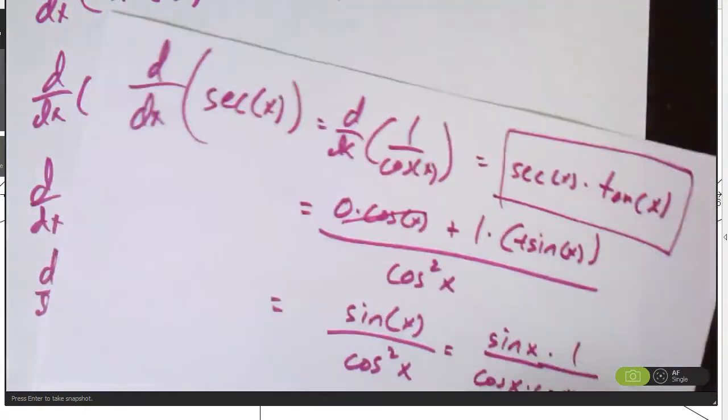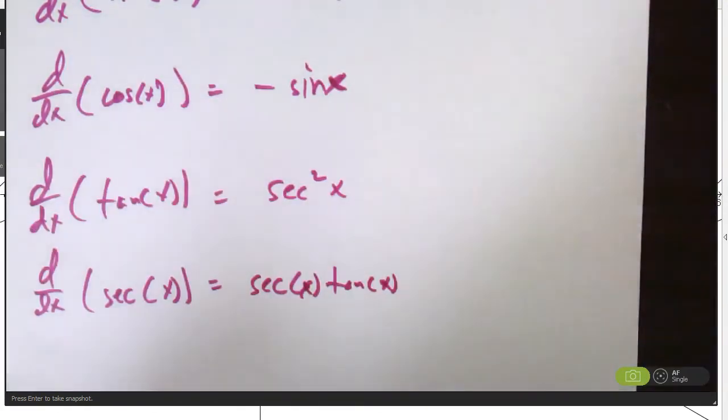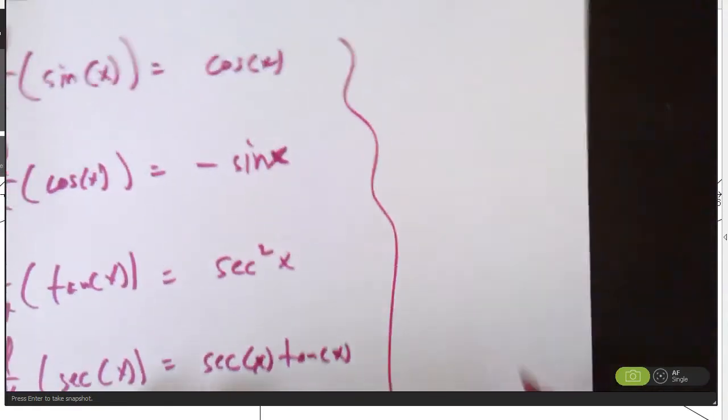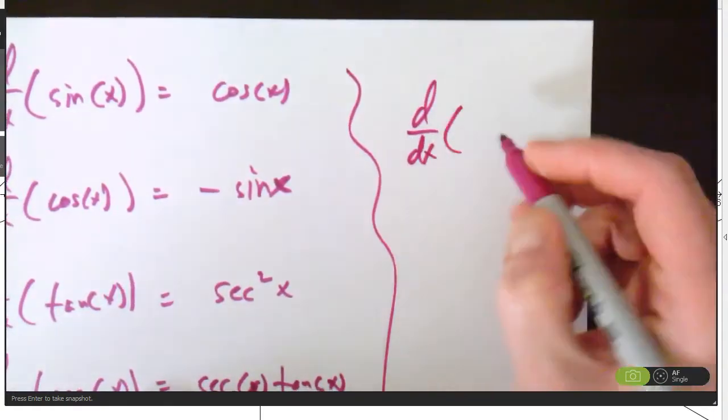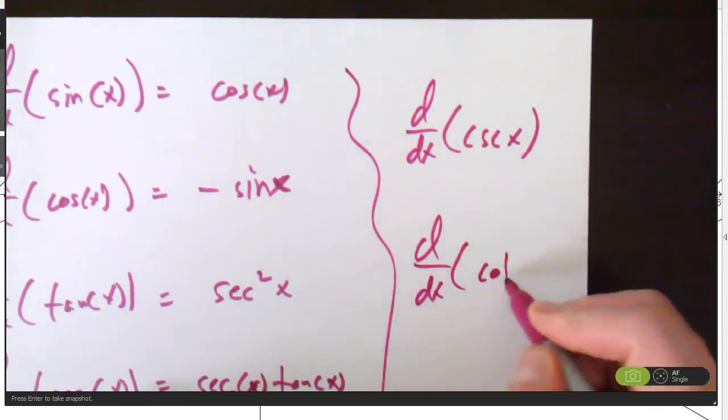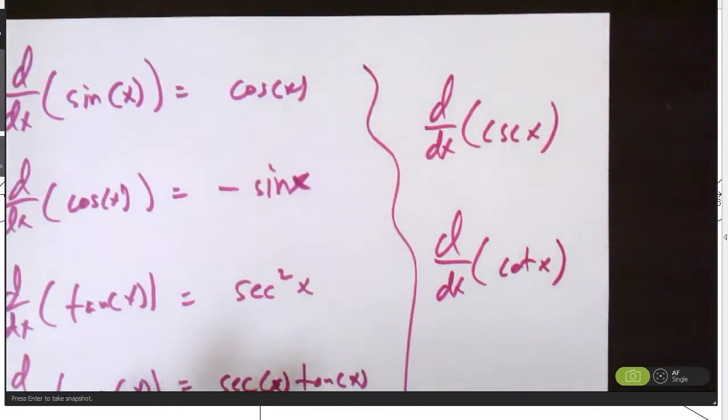Now, your homework is to go back and do what I did for tangent and what I did for secant, and do the same thing for cosecant and cotangent. So d/dx of cosecant x and d/dx of cotangent x. See if you can figure those out. Okay, great, thanks.